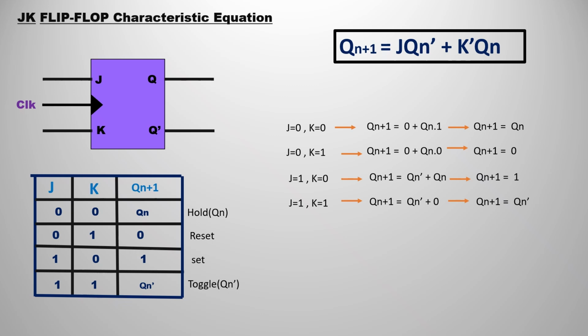First, you can observe that when I put J equals 0 and K equals 0, I get Qn plus 1 equals Qn. When J is equal to 0 and K is equal to 1, I get Qn plus 1 equals 0. Likewise, if you put J equal to 1 and K equal to 1, you get Qn plus 1 as Qn bar. If you compare with the truth table outputs, we get the same outputs. So that is the reason we have this characteristic equation, for simplicity.